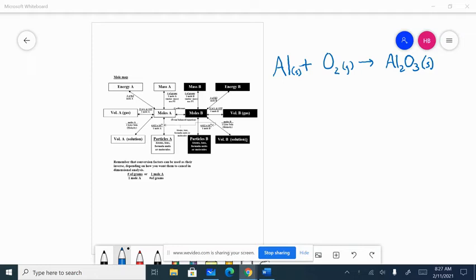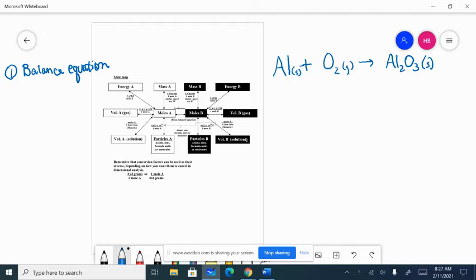Okay, chemists, we're going to do some more practice problems for stoichiometry. So remember, when you're doing a stoichiometry problem, the first step is to always balance the equation. Only a balanced chemical equation represents what's really going on in a chemical reaction.